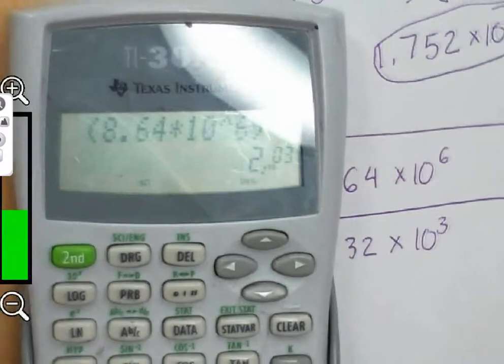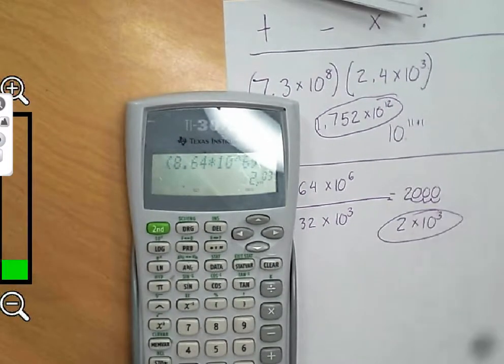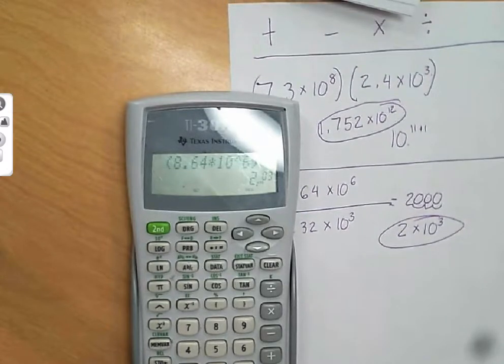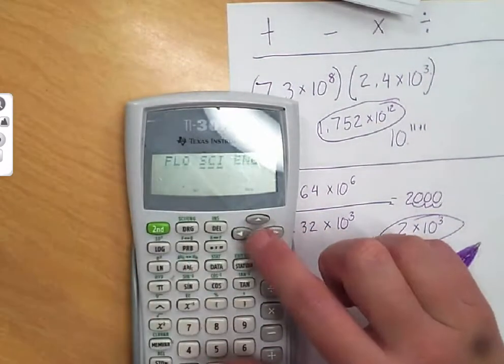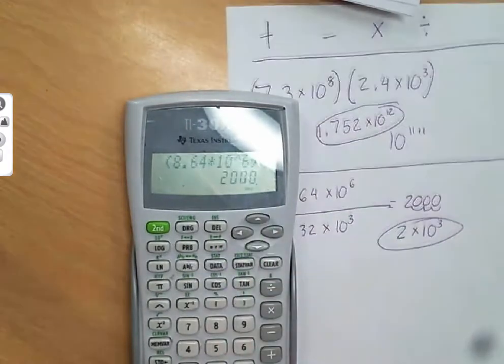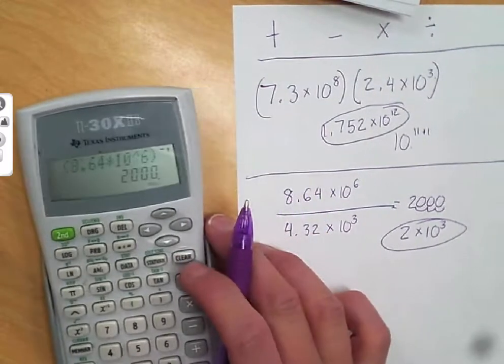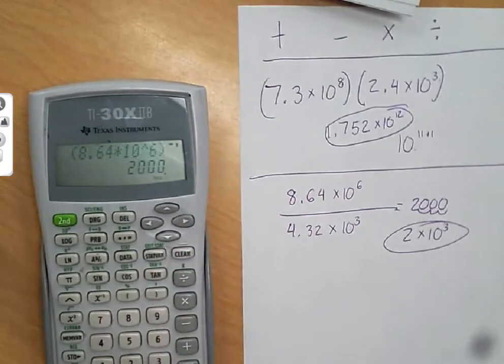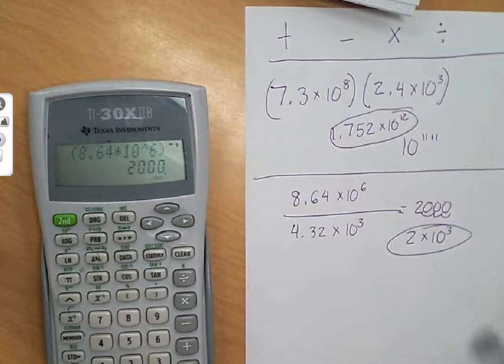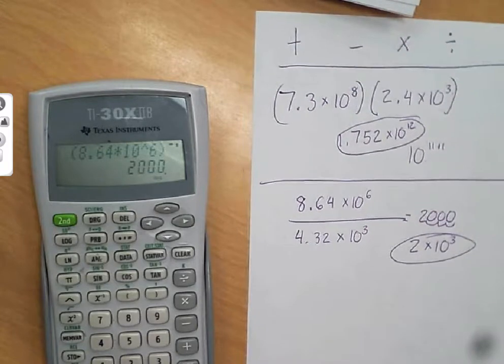Which, as anticipated, it was 2 times 10 to the 3rd. When I'm done working in scientific notation, I can hit second science, arrow back over to float, hit enter, and it will give it to me in standard form. If it's a big number, it will automatically do scientific notation. If it's less than 9 digits, it will just do standard form unless I tell it to do scientific notation.